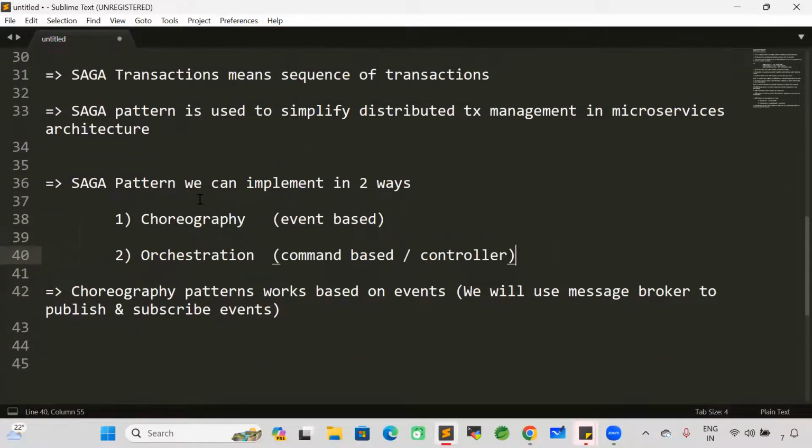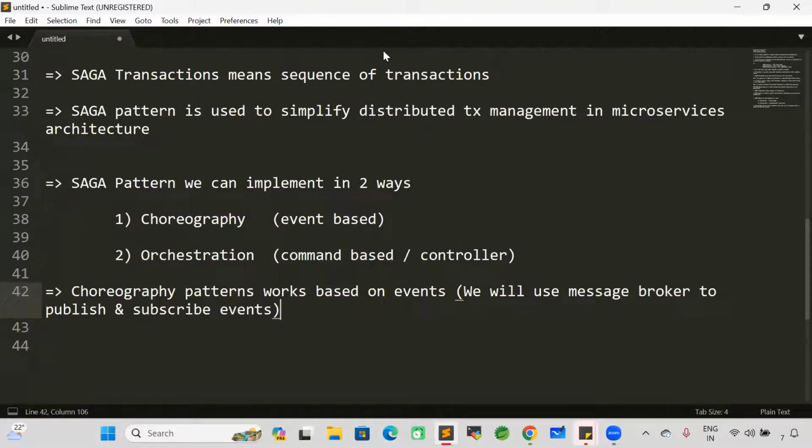Tomorrow we will see how to implement the choreography based SAGA pattern. For that we need to have our Kafka up and running. Okay, so I will prepare a document today. To implement that choreography based pattern, I'm going to take three services, guys: order service, payment service, and order fulfillment service. Based on these three microservices, we will implement the SAGA pattern using the choreography approach, with Apache Kafka as the message broker.